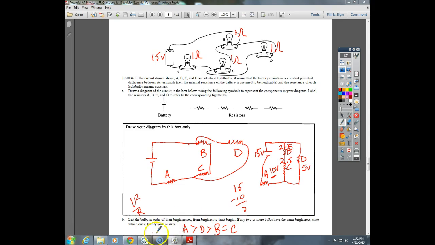Our problem is we now have to justify our answer. So to justify your answer, I would put for A, and then put an arrow, and put V squared over R, that's equal to power, sorry, and then write a statement. A is the brightest because power is equal to V squared over R, and A has the most voltage.